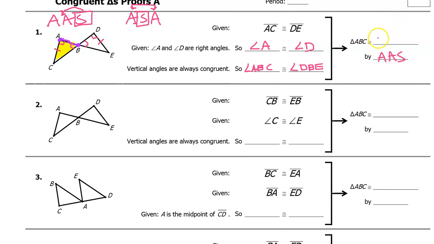Now we need to make a congruence statement. So triangle ABC is congruent to triangle what? The order of the letters matters. First we see angle A, but looking at the markings, angle A corresponds with angle D. Those are both right angles. So we're going to say angle D. And next we see angle B. Well, angle B of the yellow triangle corresponds with angle B in the white triangle. So I'm still going to do angle B. And so that just leaves angle E. So that's it for problem number 1.